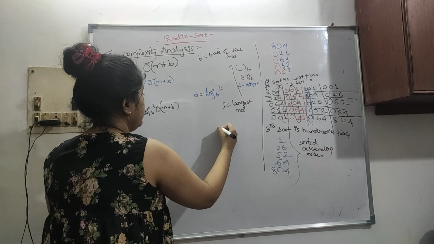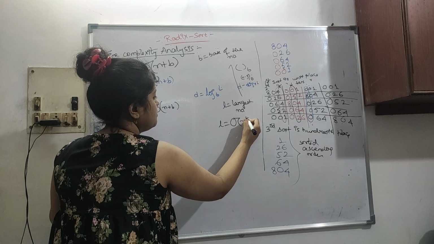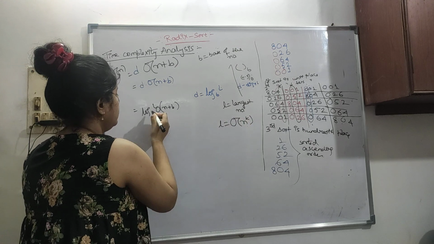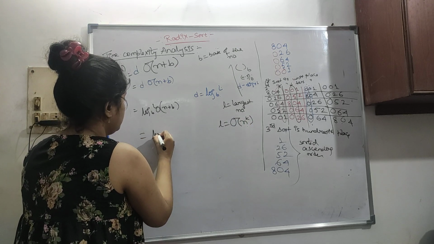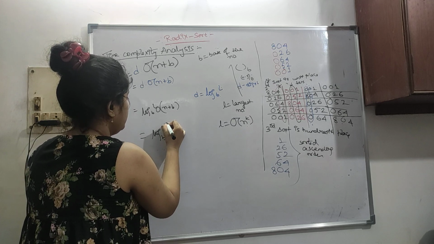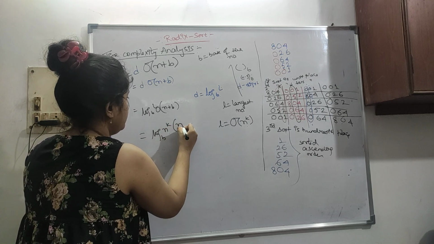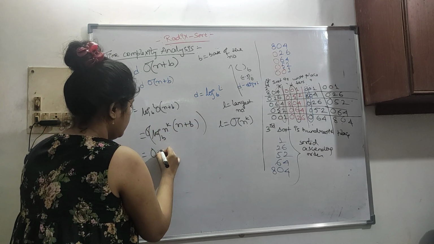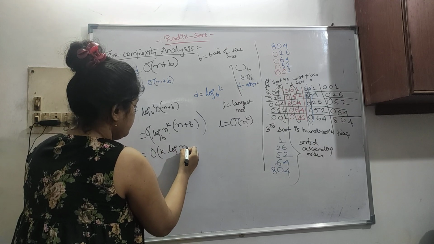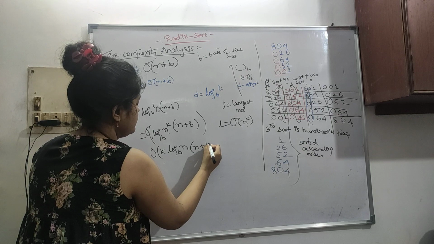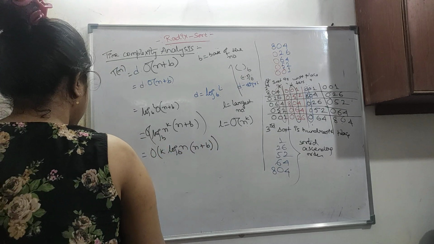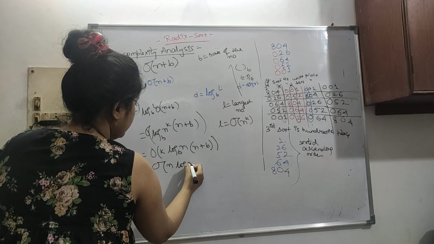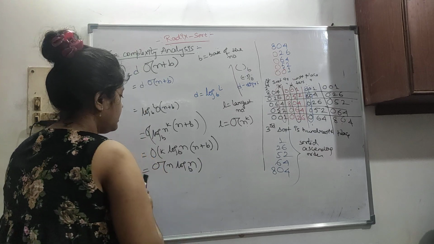Now this L is, let's say, order of n to the power k. So if we put this in, log base b of n to the power k, times n plus b, k comes down, giving k log of n base b times n plus b. Then we can write this as order of n log n base b. So this is our time complexity.